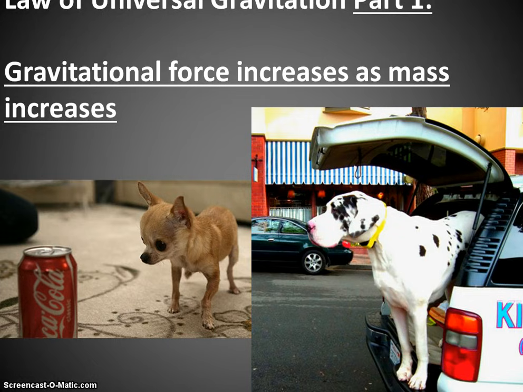So the law of universal gravitation, part 1. Gravitational forces increase as mass increases. Here we have our little chihuahua. Small mass, small gravitational force. Much larger dog here. Much larger mass, much larger gravitational force. So gravity depends on the mass of the objects. Greater mass, greater gravity.